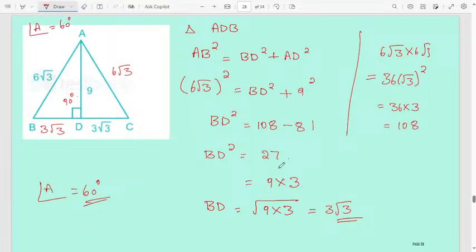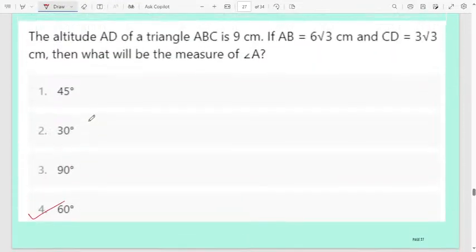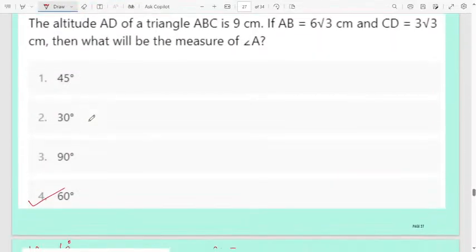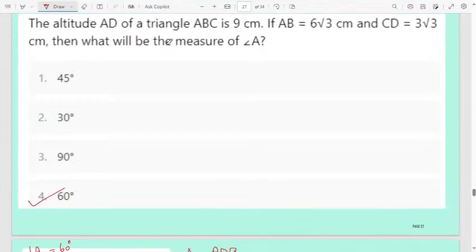Why do we have to do all this? Because you have to prove this is an equilateral triangle. When you prove that it is an equilateral triangle, then only will it satisfy the condition for the angle. But here they have not given in the question that it is an equilateral triangle. The altitude AD of triangle ABC is 9 centimeter, the length is given, but nowhere is it mentioned that it is an equilateral triangle.